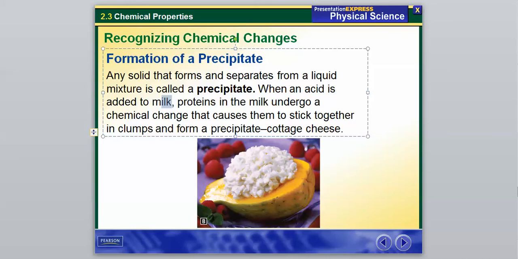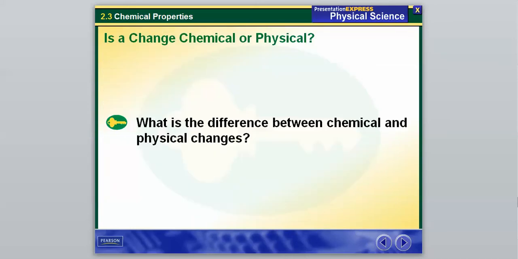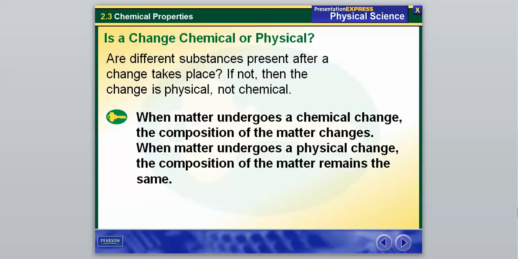So to wrap this chapter up, we're going to hit on the difference between chemical and physical changes one last time. That's what we've been talking about for our last two sections here. So how can we tell? We can ask ourselves that one big question: are different substances present after a change takes place? If not, then a change is physical, not chemical. So if the composition of the materials is different at the end compared to what we started with, that is one way that we can tell that a chemical change has occurred. If the substances are the same, then it's physical. Substances are different, it's chemical.